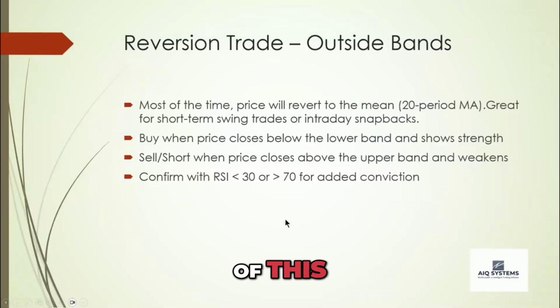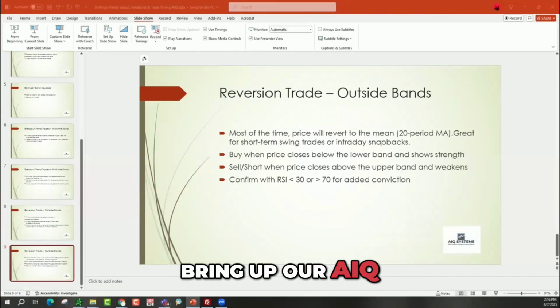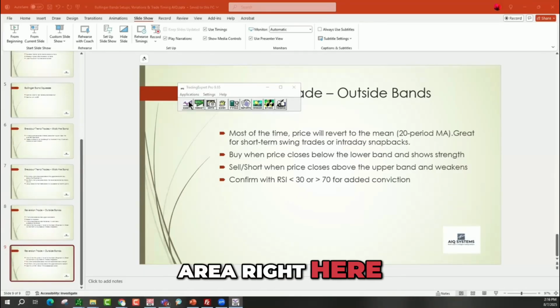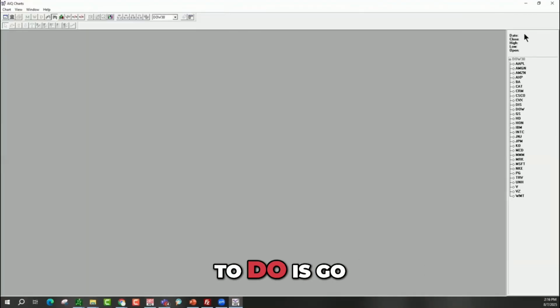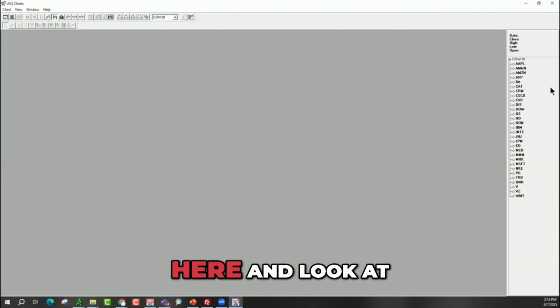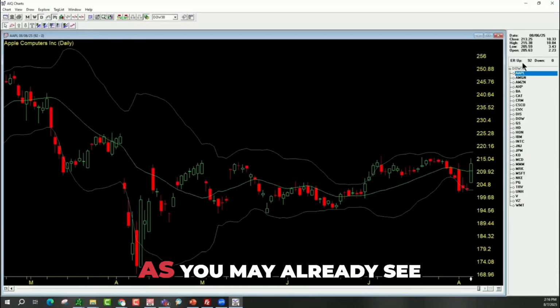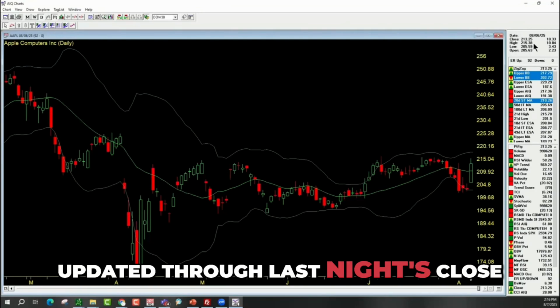So let's pop out of this and get a chart up on the screen, bring up our AIQ charting area right here. I've got the Dow 30 already in here, and what we're going to do is go through these stocks and look at some of the setups that are in here. As you may already see, I've got the data updated through last night's close.